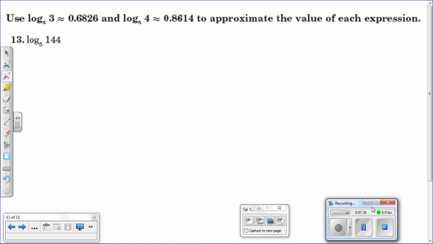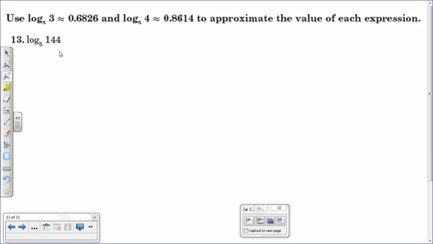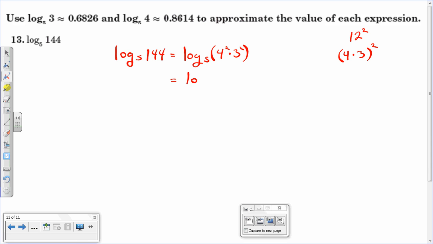Now, in your exercises today, you're going to be using a variety of these different things. So in this is problem number 13, log base 5 of 144. Now 144 is 12 squared, which is 4 times 3 squared. I got it in terms of 4s and 3s because that's what they give us here. So breaking this down, that's the same as saying log base 5 of 4 squared times 3 squared. Use our product property to break this apart. Log base 5 of 4 squared plus log base 5 of 3 squared. Now use the powers property. We're going to rewrite this as 2 times log base 5 of 4 plus 2 times log base 5 of 3.